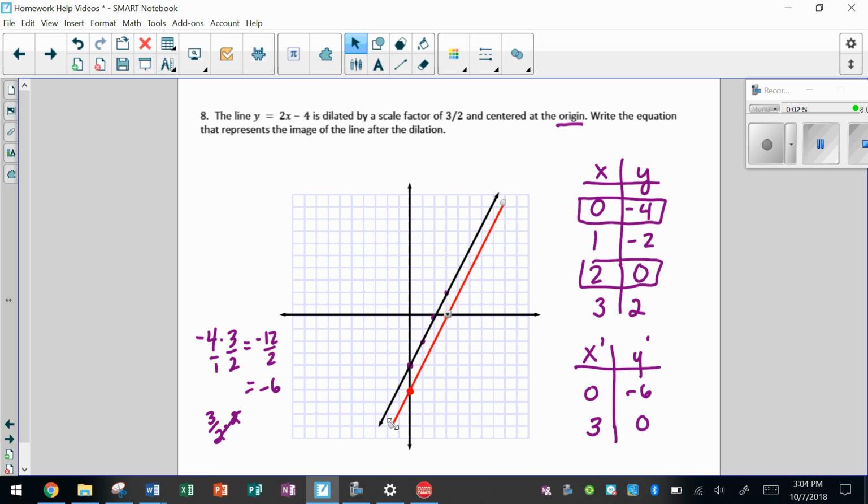Okay, so here's one thing that you need to pay attention to. Number one, these two lines are absolutely parallel. So because they're parallel, they're going to have equal slopes. So I already know the slope of my new line. It's going to be the same as the slope of the original. So the slope is 2.